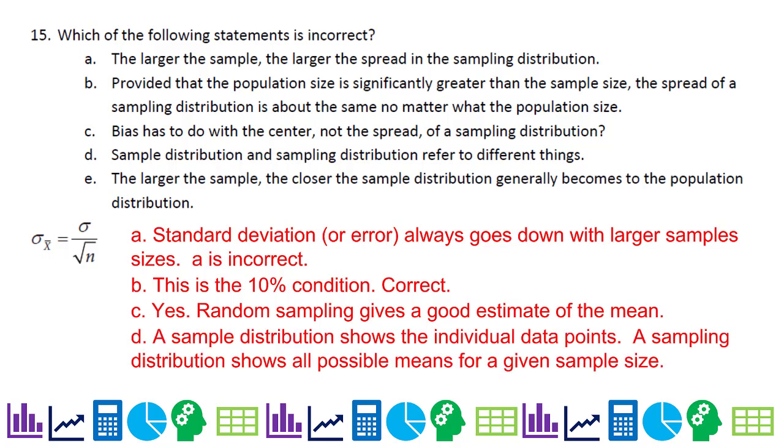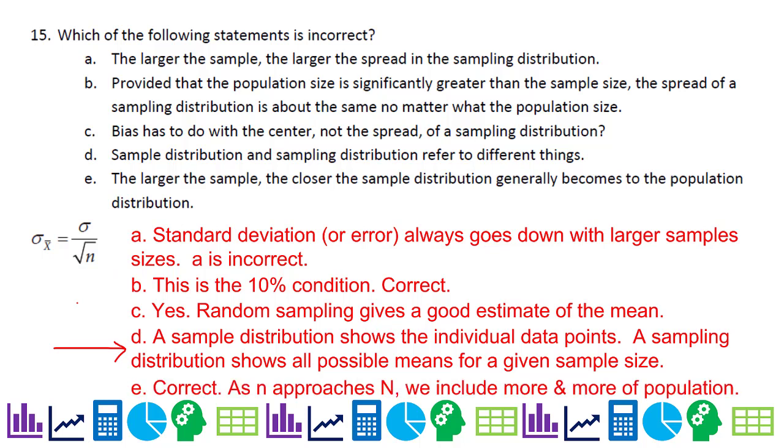Sampling distribution, sample distribution, and sampling distribution refer to different things. That's actually correct. A sample distribution shows the individual data points from a sample. A sampling distribution shows all possible means for a given sample size. Actually, if I were you, I might consider making that in my little 3x5 card. That is a true thing, and it's an easy thing to mess up, all right?